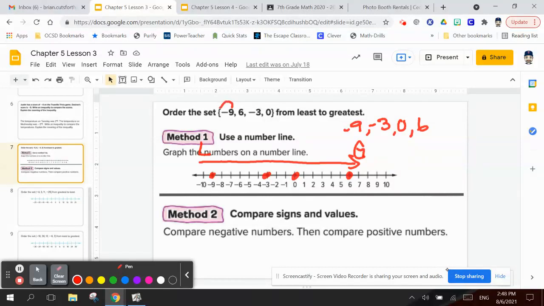You can also compare the negative numbers and the positive numbers. So if I look at -9 and -3, well, -3 is closer to 0, so that means that -9 is smaller. Then I have 0 and 6. Well, I know 0 is smaller than 6, so it goes 0 and 6. So either one, use a number line or simply compare your negative numbers and then compare your positive.